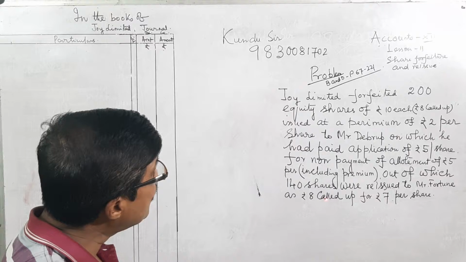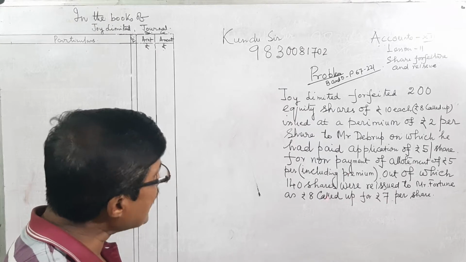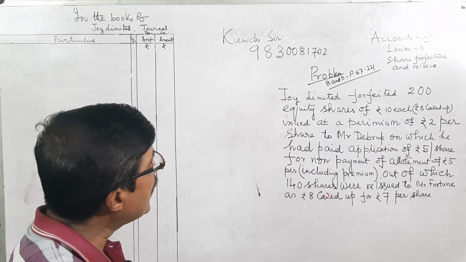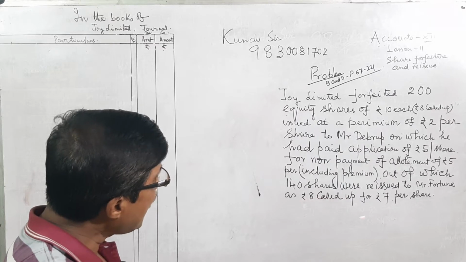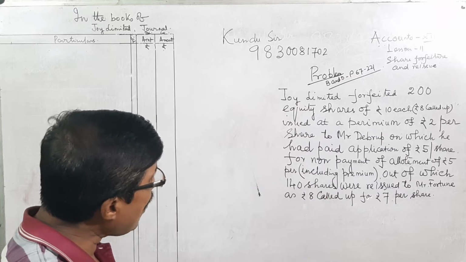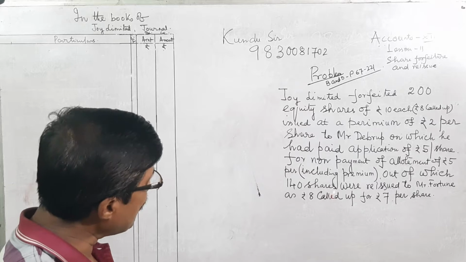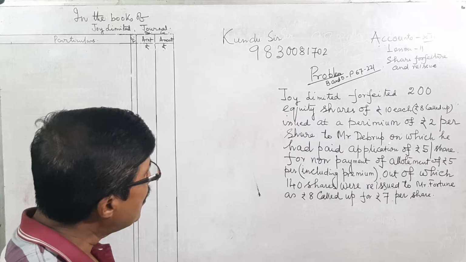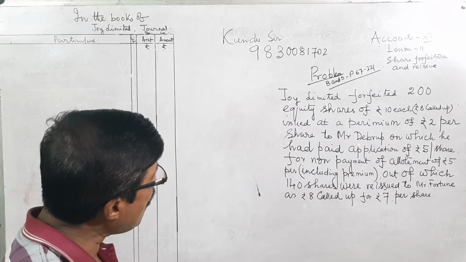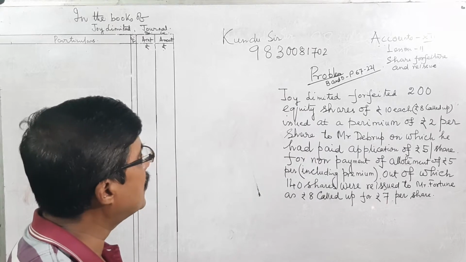rupees 8 called up for rupees 7. That means called up value is 8 against 7 rupees. That means the company is issuing this at a discount, because there is no question of share forfeiture, the amount is lying, so it is to be counted at discount.